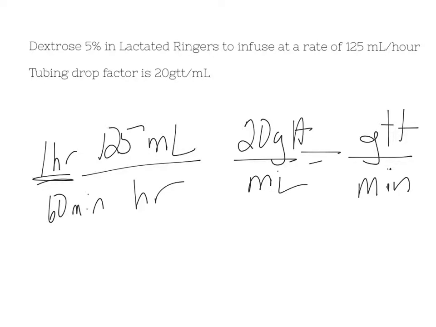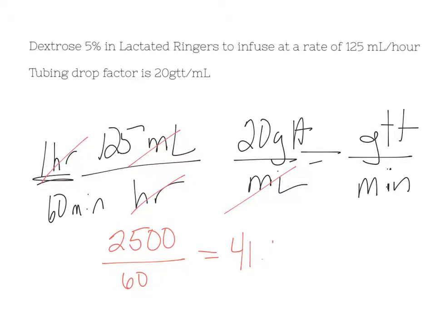Let's cancel our stuff out. Hours goes away, mLs goes away, left with drops per minute. We can multiply across. And when we do that math, we end up with 2,500 over 60. When we do that division, we have 41.66, the repeating decimal. You know that your eyeball cannot count 2/3 of a drop. It's just not possible, it's not precise. So we round to the nearest whole number, which in this case is 42, okay?